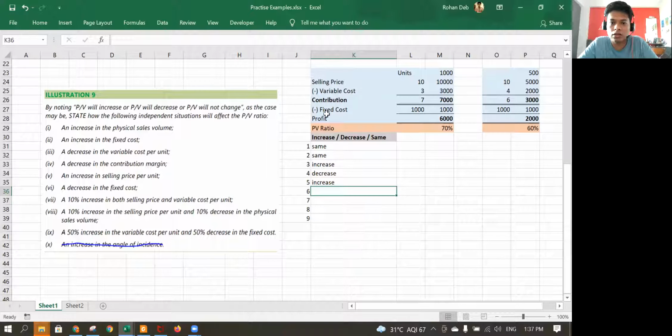Now the sixth question is decrease in fixed cost. Does fixed cost make any difference? Does it have any impact? No. Fixed cost is separate. So, same.